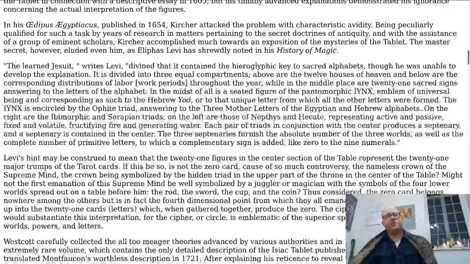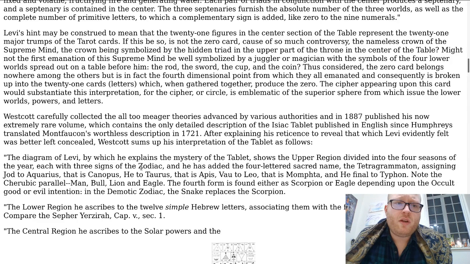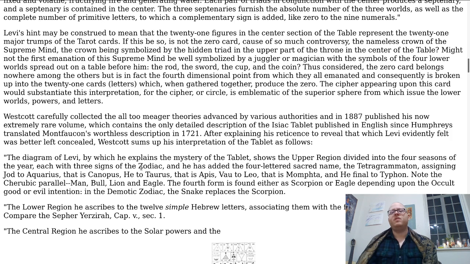Levi's hint may be construed to mean that the 21 figures in the center section of the table represent the 21 major trumps of the tarot cards, and the zero card, the Fool. If this be so, is not the zero card, cause of so much controversy, the nameless crown of the Supreme Mind, the crown being symbolized by the hidden triad in the upper part of the throne in the center of the table? Might not the first emanation of this Supreme Mind be well symbolized by a juggler or magician, with the symbols of the four lower worlds spread out on a table before him: the rod, the sword, the cup, and the coin?